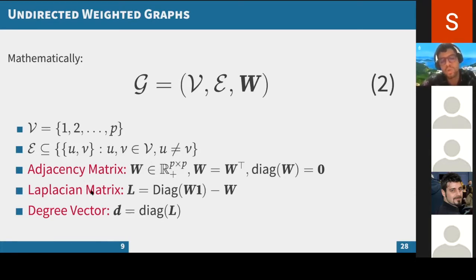And two other important quantities for graphs are the Laplacian matrix, which is computed like this, and the degree vector, which is the diagonal of the Laplacian matrix. I'm going to be talking about the Laplacian matrix a little bit later on in the talk, but the degree vector for a weighted graph pretty much quantifies the strength of each node, and we will see that it's important to control this when we are estimating graphs, and we will see why.